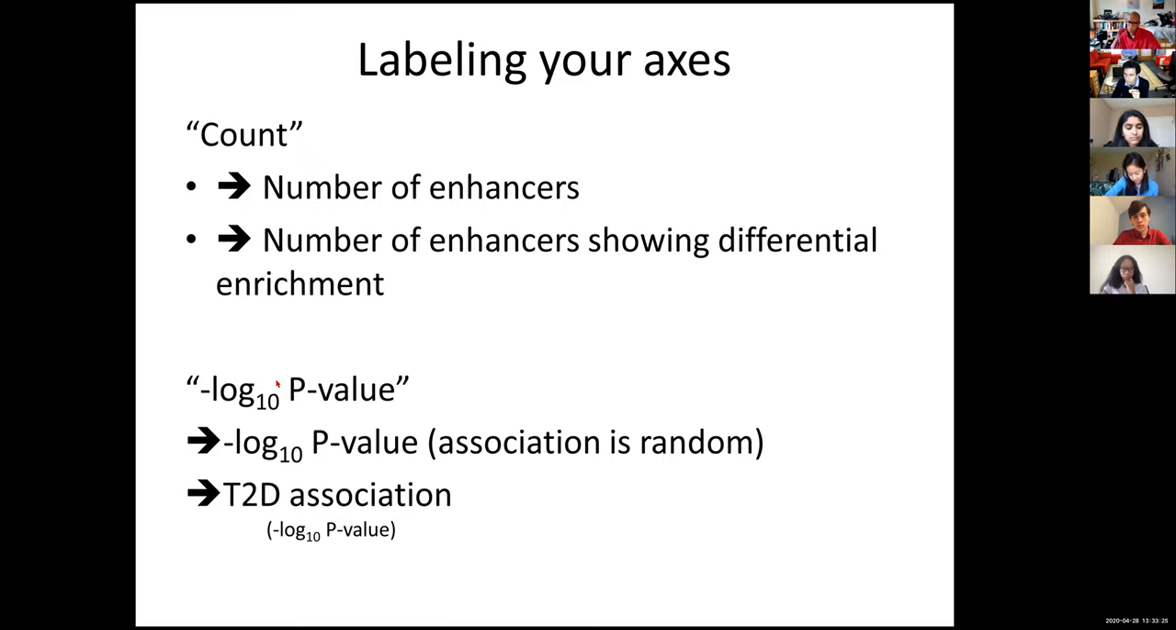I don't care if you're measuring in miles, in feet, or in kilometers, or in, you know, astronomical units. All I care about is what you're measuring. And what you're measuring is what you should be writing. I don't care that it's a p-value. I care that it's the T2D association, the association with type 2 diabetes, parenthesis, log 10 p-value. Is everybody clear between what you're measuring and how you're measuring it?